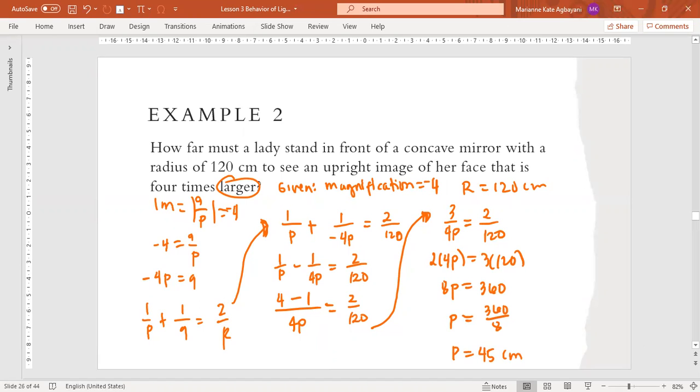So, ganyan dapat yung magiging solution at saka yung sagot ninyo. Okay, so let's proceed with the next one.